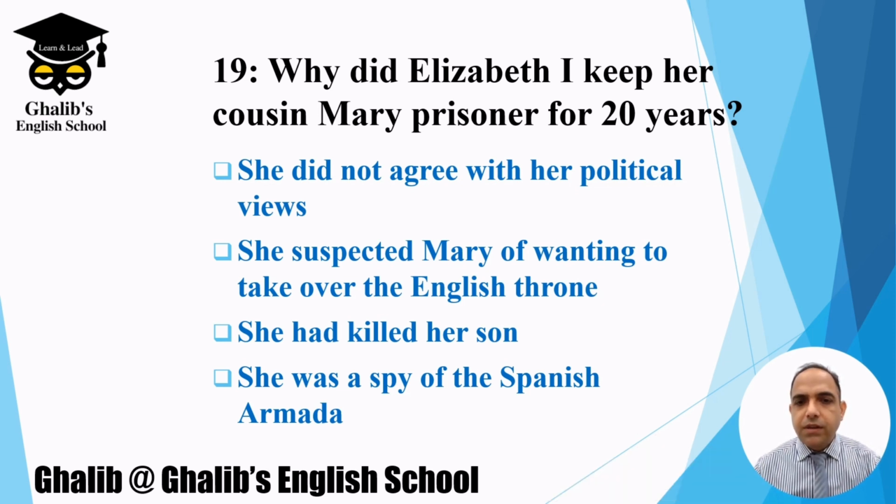Question number 19 is, why did Elizabeth I keep her cousin Mary prisoner for 20 years? The reason was she suspected Mary of wanting to take over the English throne. That's why she kept her prisoner for 20 years, and after 20 years she was killed.